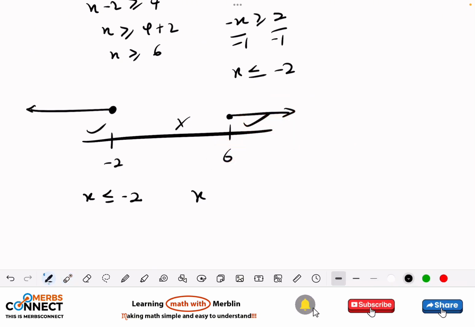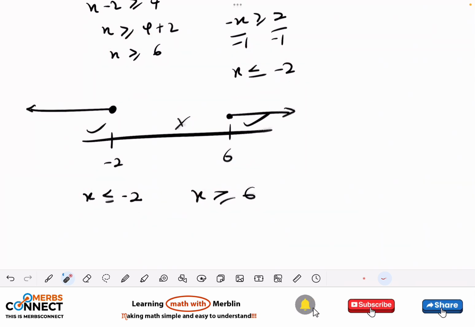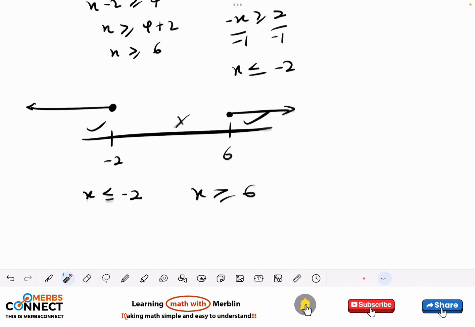So this one will be greater than or equal to 6. You see that this is the same as this. This is also the same as it. It's not always the case. Always you need to what? Check first. You need to check and see if it is true.